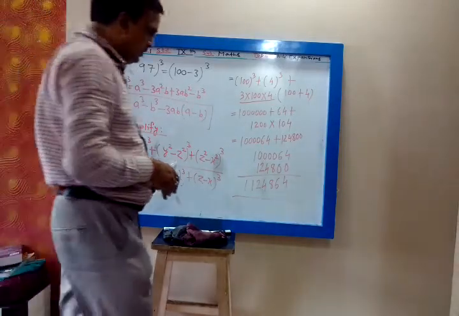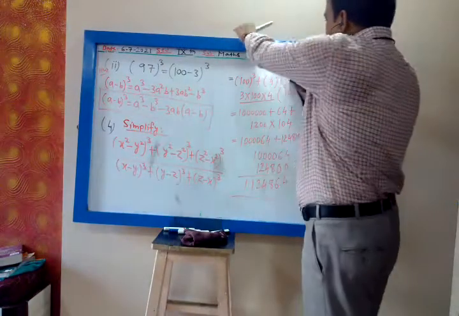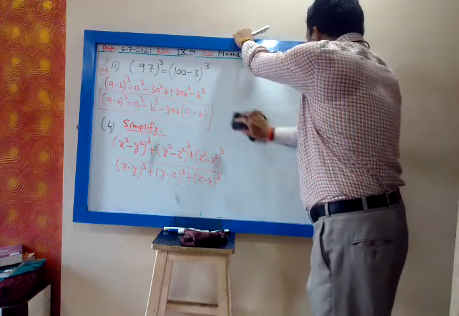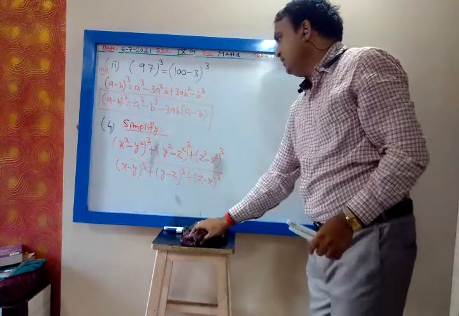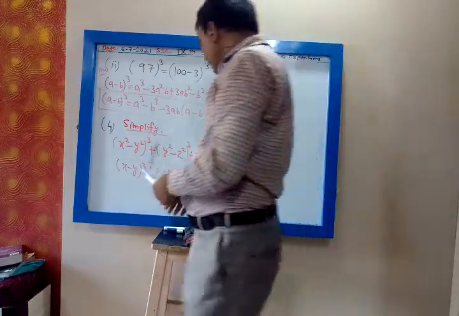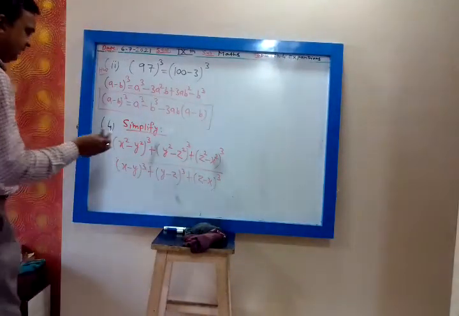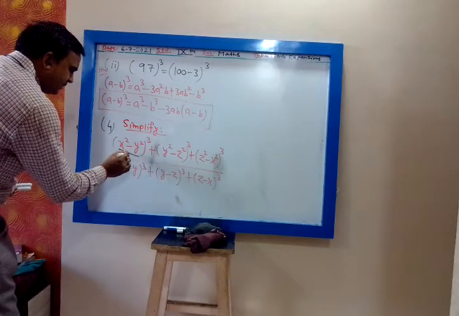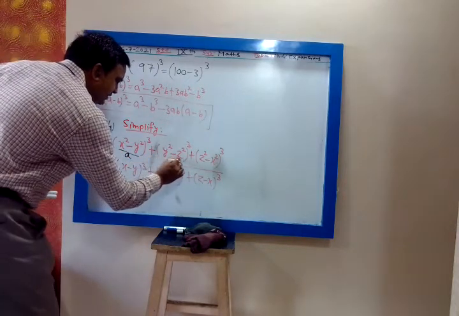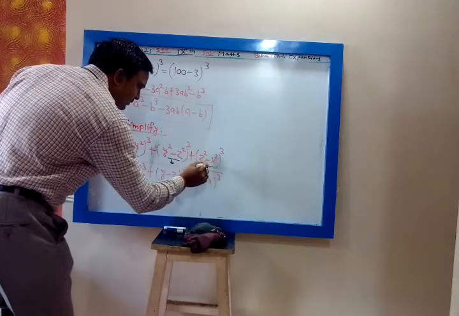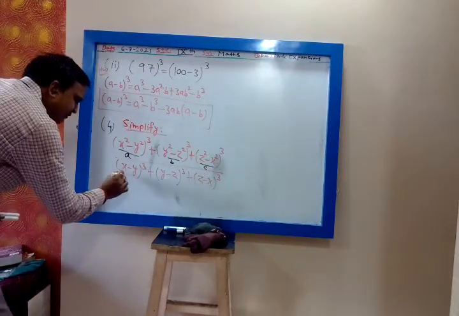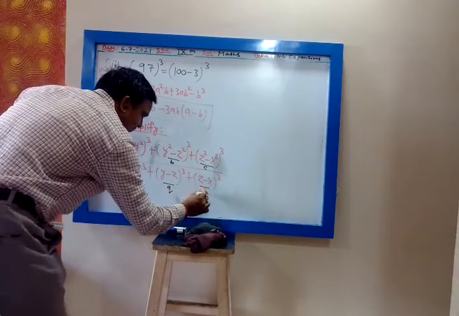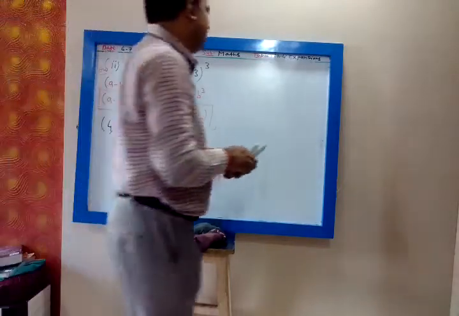You are given numerator upon denominator, and then you have to substitute the value. That's all. So what I will do in this type of problem: I will take x² − y² as a, y² − z² as b, z² − x² as c. In the denominator, x − y I will take p, y − z q, z − x r. Let us see what happens.